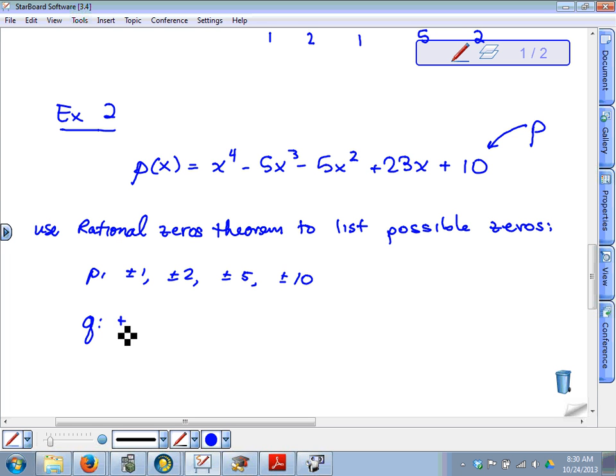Factors of q are plus or minus 1. Are you even taking notes? Let's get out some paper. If you take all the factors of p and divide them by plus or minus 1, then p divided by q is just plus or minus 1, plus or minus 2, plus or minus 5, plus or minus 10.